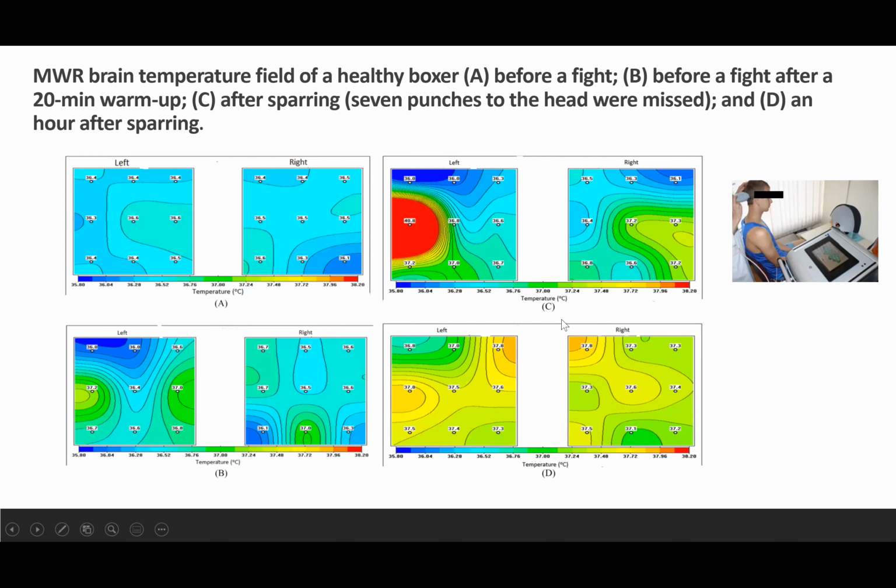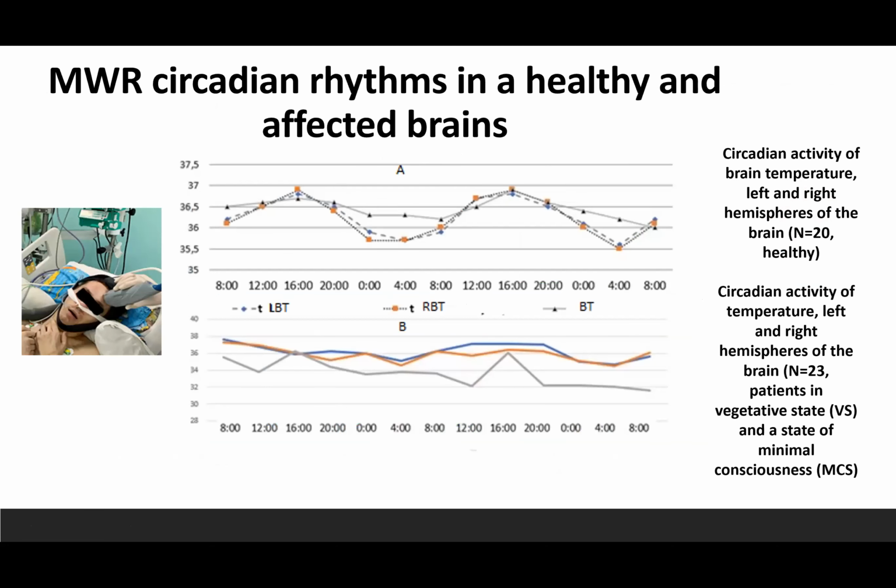Fortunately, after 1 hour of sparring, the temperature goes down, not very quickly. So we have some hypotheses why it's happening. One of the hypotheses is protein denaturation during the trauma. In this slide, you can see it's been submitted and most likely will be published in a couple of months. So we measured circadian rhythms in healthy patients and the patients with brain effective.